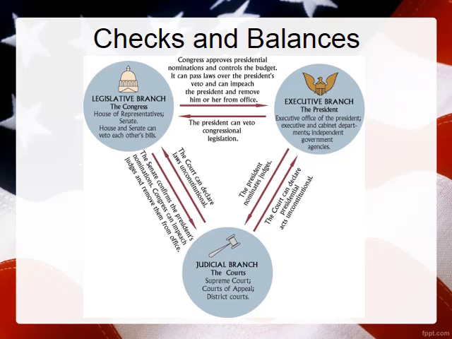The court can declare a law unconstitutional. Well, guess what? Who makes the laws? That would be the legislative branch. And guess who has to pass that law? That would be the executive branch. So they all work together.